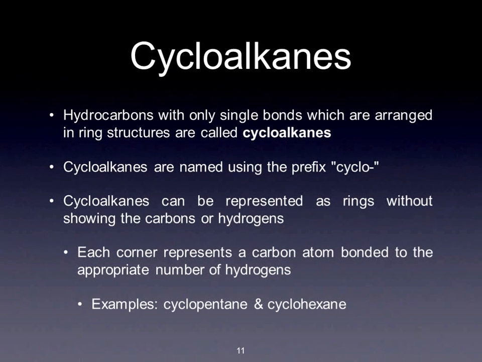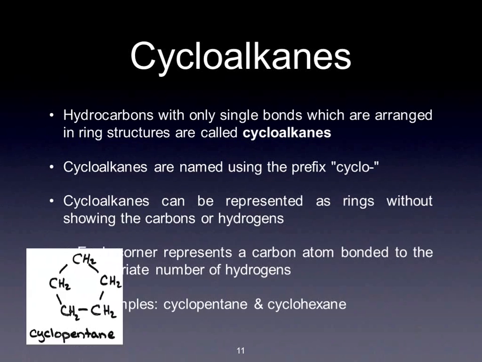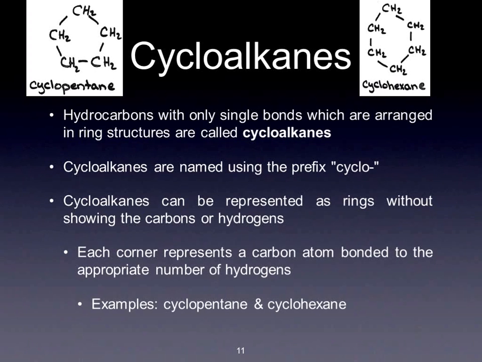Since we're on the subject, let's go ahead and define them. A cycloalkane is a hydrocarbon with only single bonds, just like an alkane, but in which the carbon chain is connected back on itself to make a ring. When naming these alkanes, just add the prefix cyclo to the name of the alkane. For example, a 5-carbon ring is called cyclopentane, and a 6-carbon ring is called cyclohexane, shown here at the left and the right.